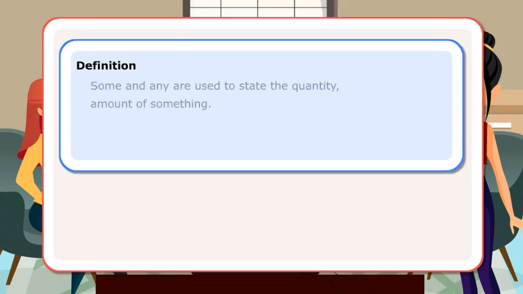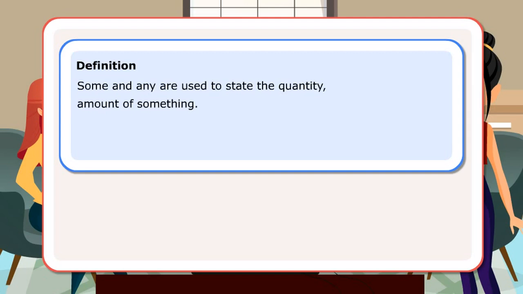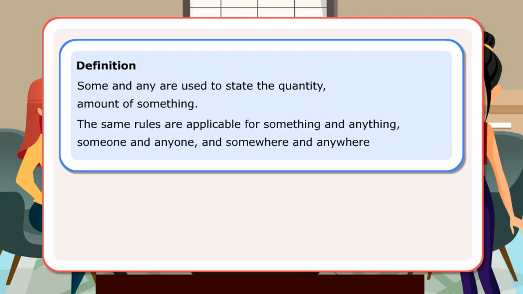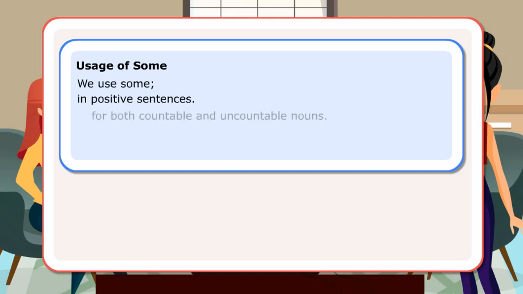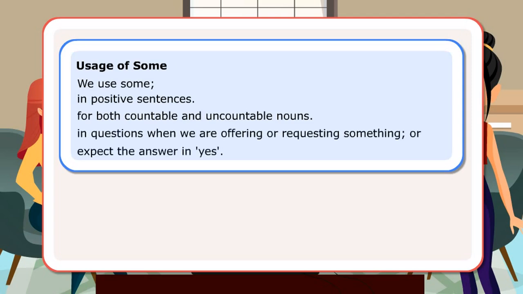Definition. Some and any are used to state the quantity, amount of something. The same rules are applicable for something and anything, someone and anyone, and somewhere and anywhere. Usage of some. We use some in positive sentences for both countable and uncountable nouns, and in questions when we are offering or requesting something or expect the answer yes.